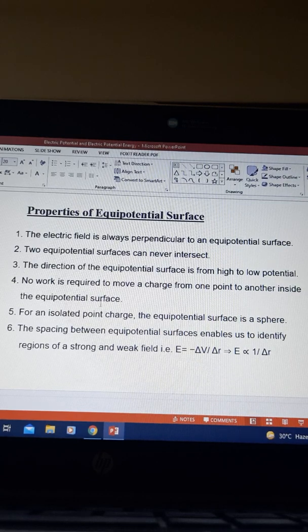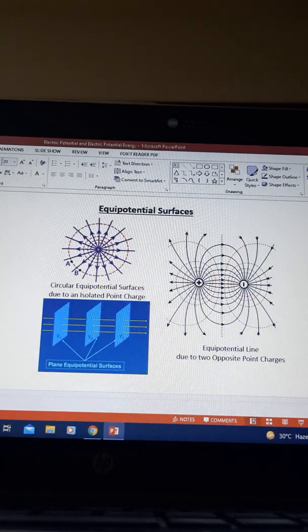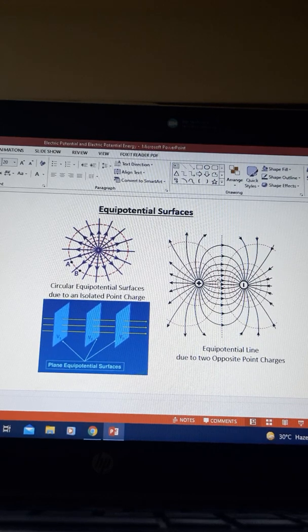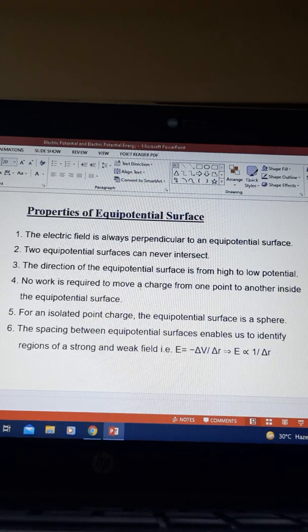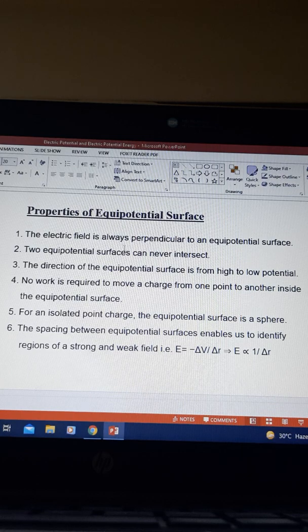So this is all about equipotential surfaces. You can define equipotential surface. You can draw it for various charges: a single positive charge, a planar charge distribution, and the combination of a positive and a negative charge. You can calculate the work done for equipotential surfaces. You can define the important related terms, and you also learned about the important properties of the equipotential surface.